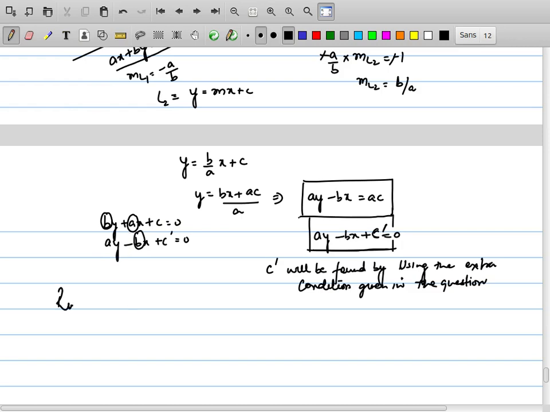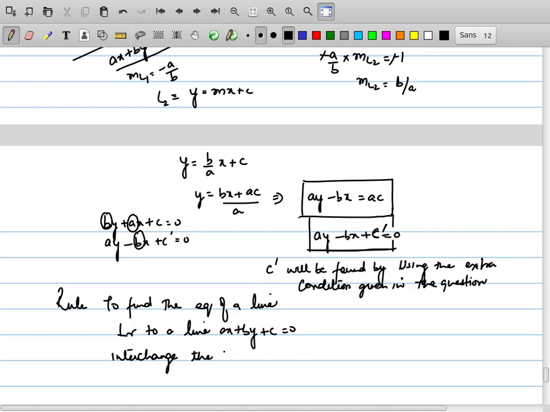Therefore the rule to find the equation of a line perpendicular to a line ax plus by plus c equals 0 is: interchange the coefficients of x and y, change the sign between them, and use a new constant.